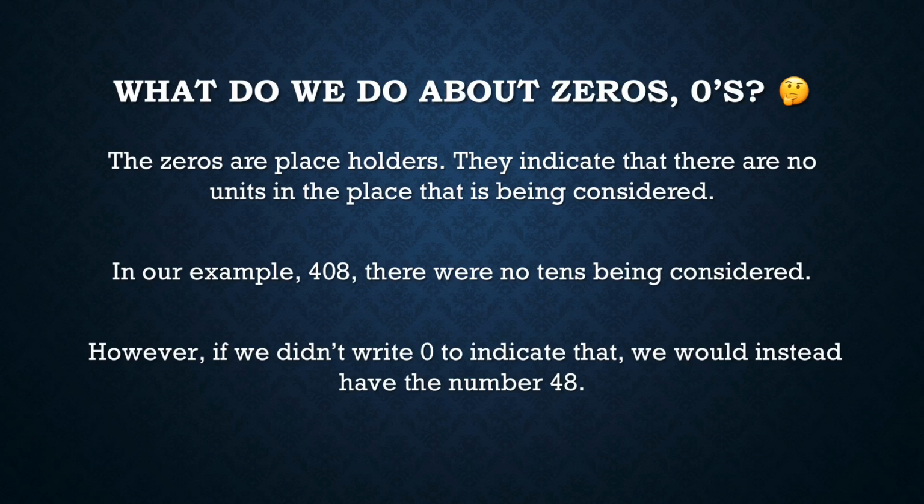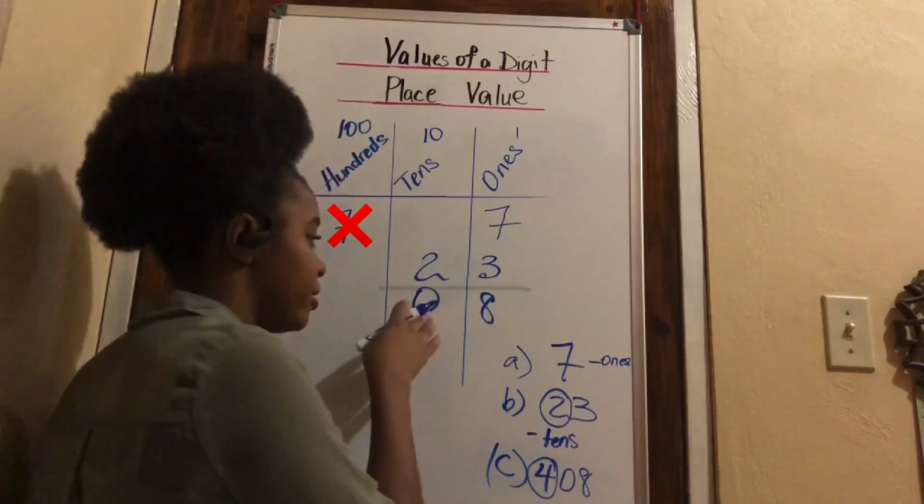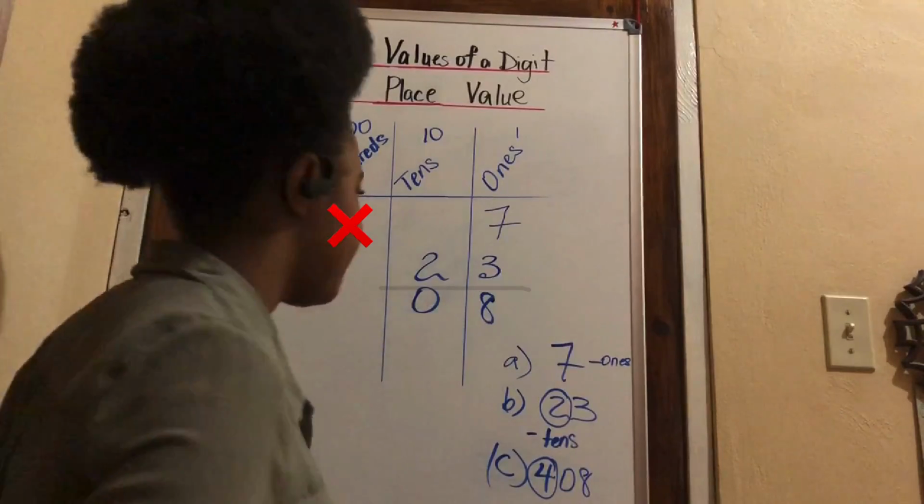So what do we do about zeros? Well, we let them do their jobs. Zeros are placeholders. They indicate that there are no units in the place or position that is being considered. In our example 408, there were no tens being considered. However, if we didn't write 0 to indicate that there were no tens, we would instead have the number 48. So we have to include the 0 in the place that it holds.